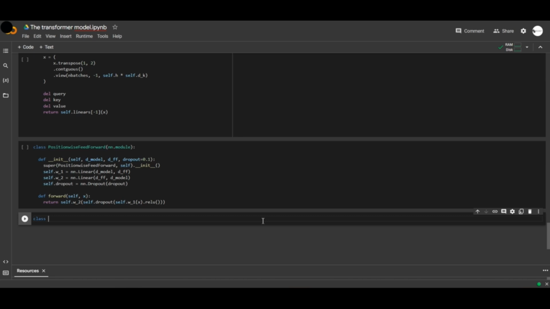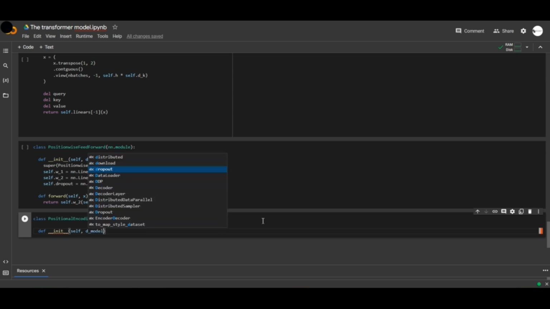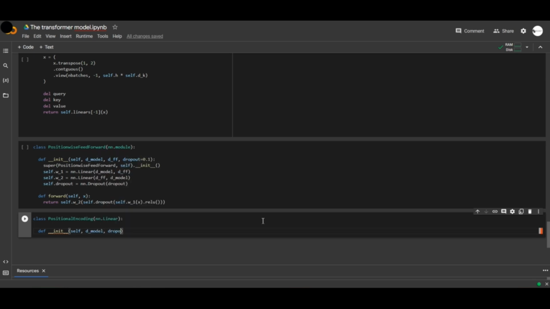So we have class PositionalEncoding, nn.Module, then def __init__, taking self, the dimension of the model, the dropout, and the max length, which is 5,000.